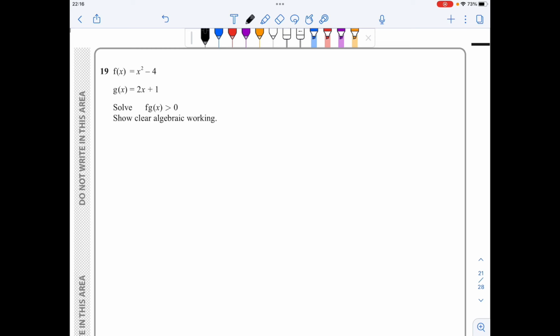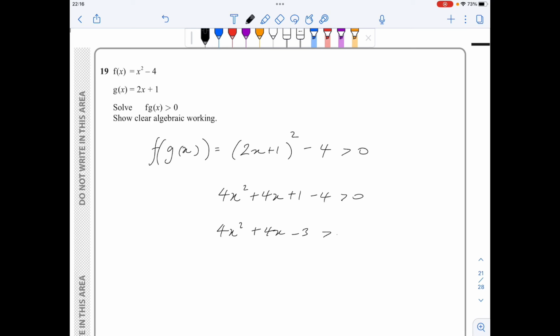Question 19, I'll start by first finding f g of x. So I'll just substitute this function into x for function f. So this will give me 2x plus 1 squared minus 4. I need this to be bigger than 0. Now I will expand: 4x squared plus 4x plus 1 minus 4 is bigger than 0. So 4x squared plus 4x minus 3 is bigger than 0. If I factorize this, I'll get 2x plus 3 and 2x minus 1 bigger than 0.